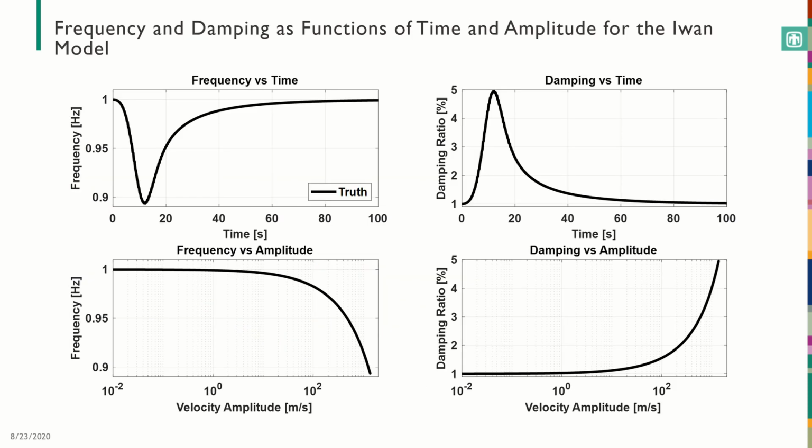Now the convenient thing about the I1 model is that it has direct equations for what the natural frequency and damping ratio are during the simulated response. These are plotted here for the response that I showed on the previous slide. On the top left is natural frequency versus time, top right is damping ratio versus time, bottom left is natural frequency versus velocity amplitude, and bottom right is damping ratio versus velocity amplitude.